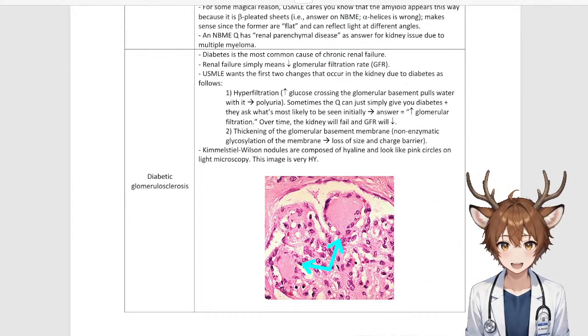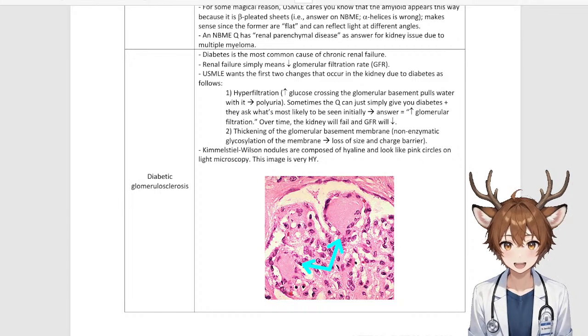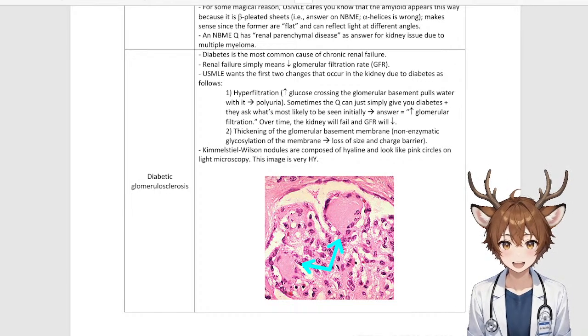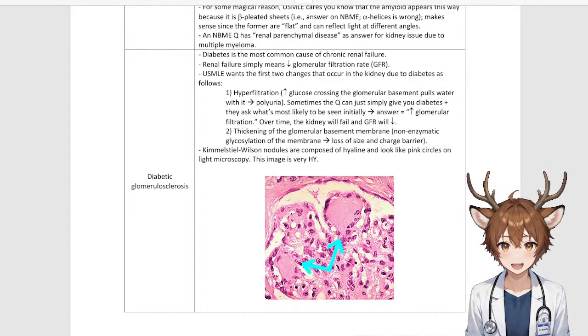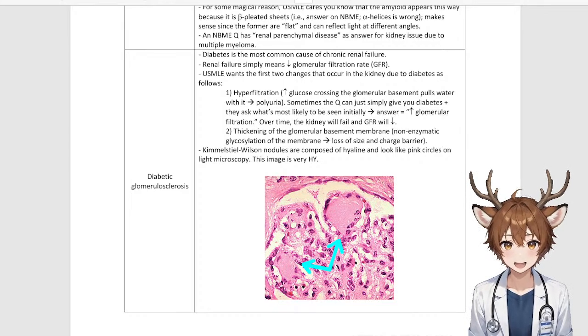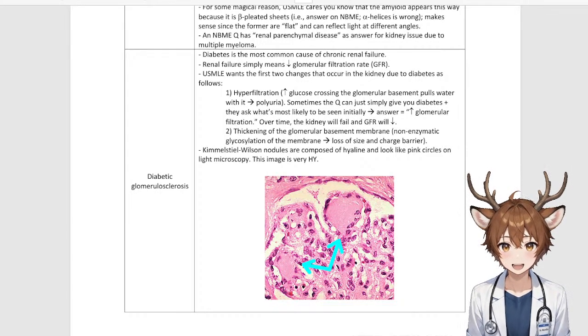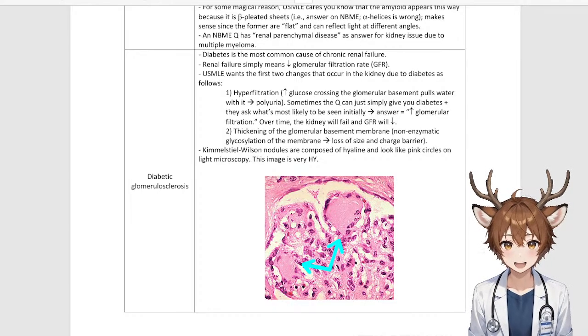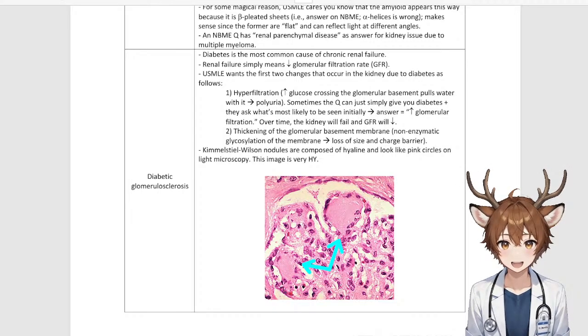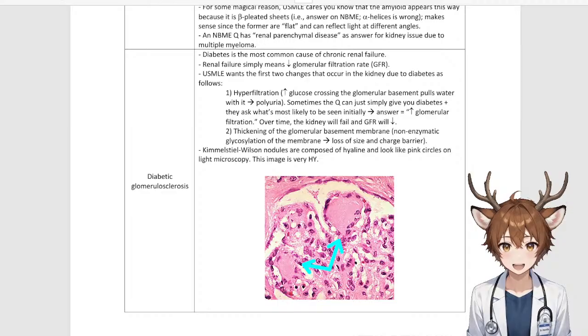Diabetic glomerular sclerosis. Diabetes is the most common cause of chronic renal failure. Renal failure simply means a decrease in the glomerular filtration rate, or GFR. USMLE wants you to know the first two changes that occur in the kidney due to diabetes as follows. 1. Hyperfiltration. Elevated glucose crossing the glomerular basement pulls water with it, leading to polyuria.